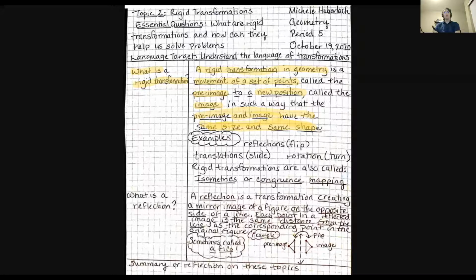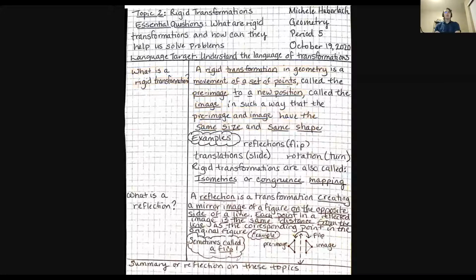If I read only the underlined parts: rigid transformation, movement of a set of points, pre-image, to a new position, image, pre-image, image, same size, same shape. See how if I read only the underlines, it basically is the definition still, just not as grammatically like normal, right? It's like a caveman reading it. That's good, right? That means that only the underlines are really necessary to get a good sense of what's going on. It provides emphasis. It says these are the important parts of the definition. All these other words are just there to connect them, right?